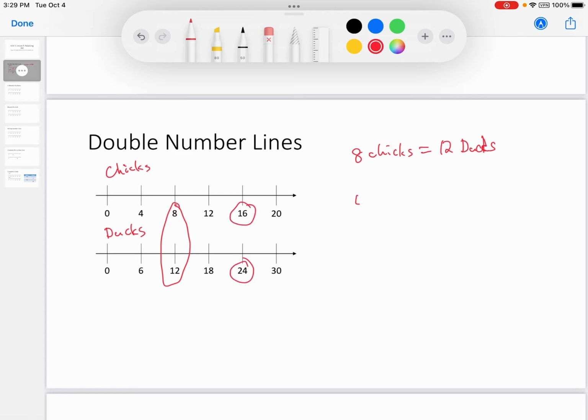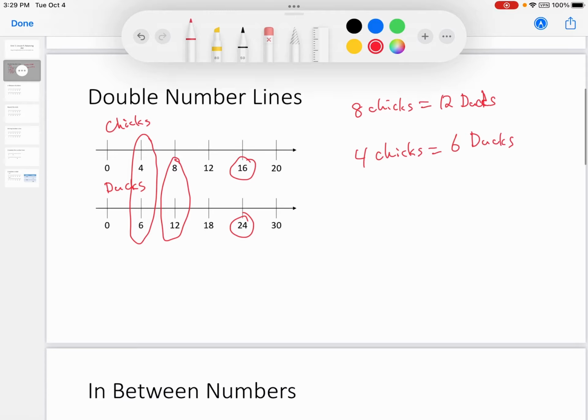So if they gave you 4 chicks, well, take a look at your double number line, and it says 4 goes with 6, so therefore that would be 6 ducks. Does that make sense? All right, hopefully it does. Let's see how this goes.